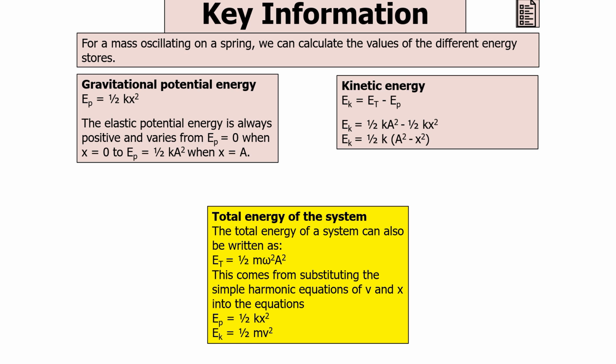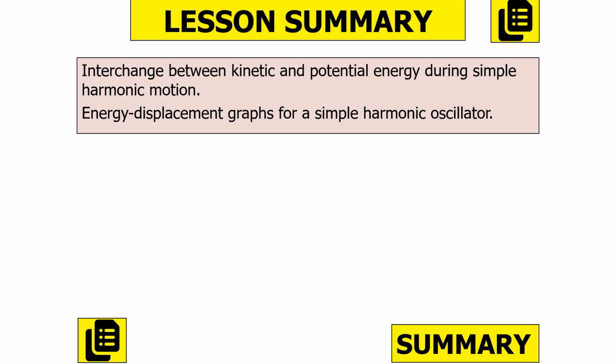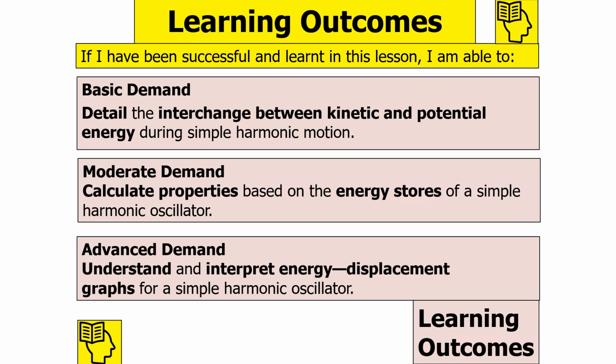So if we can summarize what we've learned in today's lesson, we can understand the interchange between the kinetic and the potential energy during simple harmonic motion when we understand the energy displacement graphs for a simple harmonic oscillator. So if we've been successful and we've learnt in this lesson, we should be able to detail the interchange between kinetic energy and potential energy during simple harmonic motion, calculate properties based on the energy stores of a simple harmonic oscillator, and understand and interpret the energy displacement graphs for a simple harmonic oscillator.